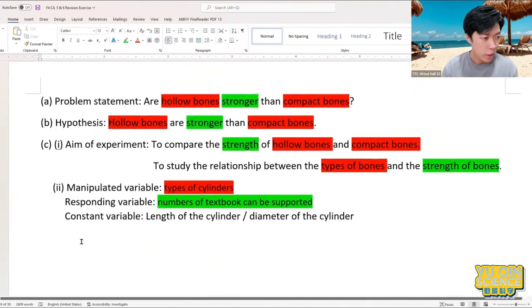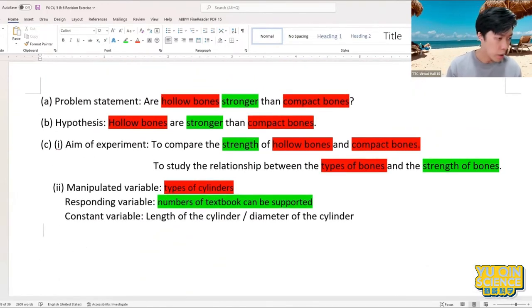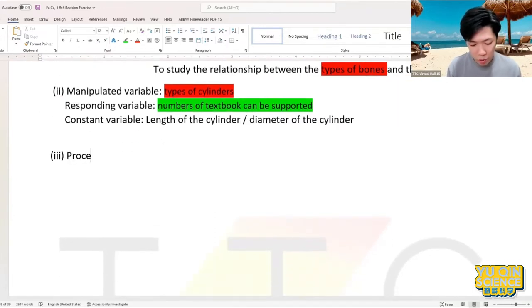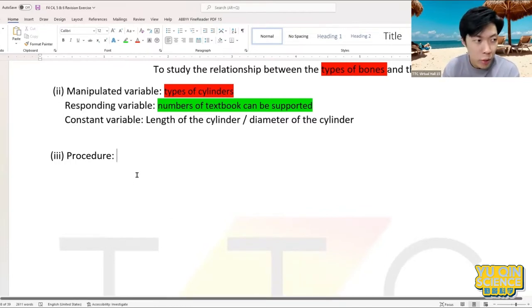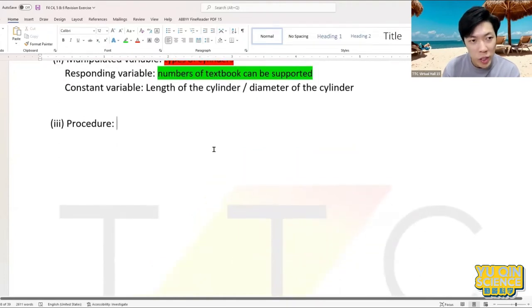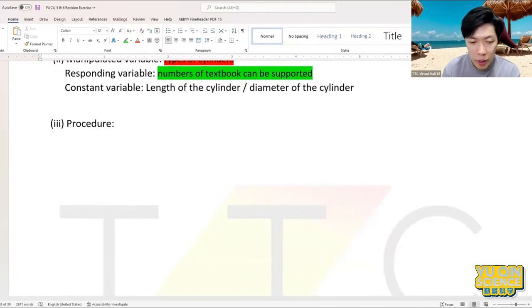Next will be number 3, the part that you all like the most. Procedure, you have to draw and explain the steps. I know. Okay, relax guys, try your best. We have methods to solve, isn't it? So you need to draw, basically. Try your best to draw. If you cannot, never mind.